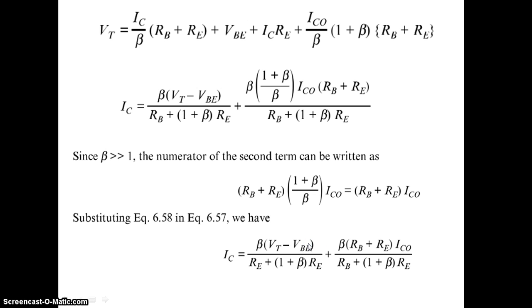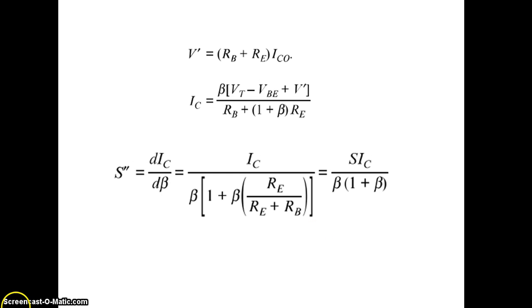Similarly, when we derive for dIC by d beta, S double dash is derived as IC by beta into (1 plus beta) into RE by RE plus RB.